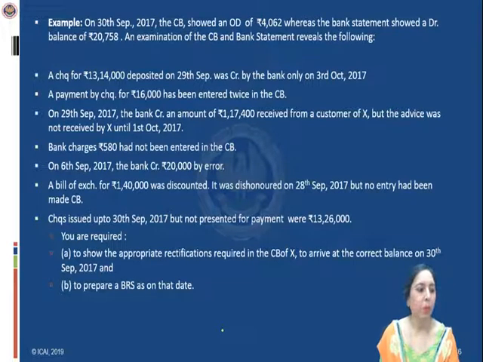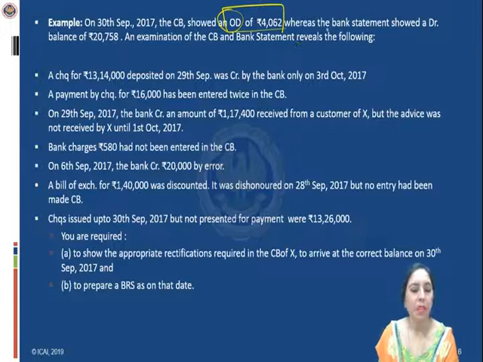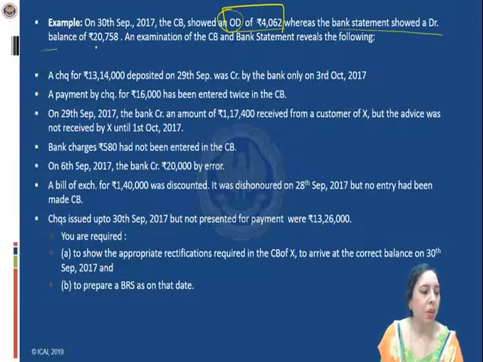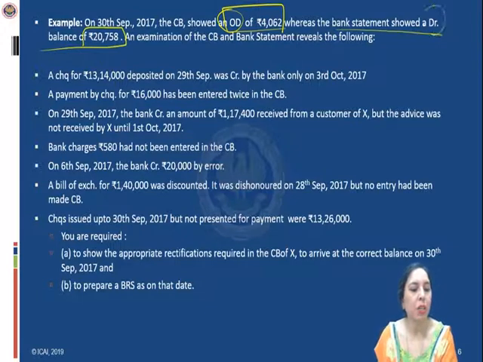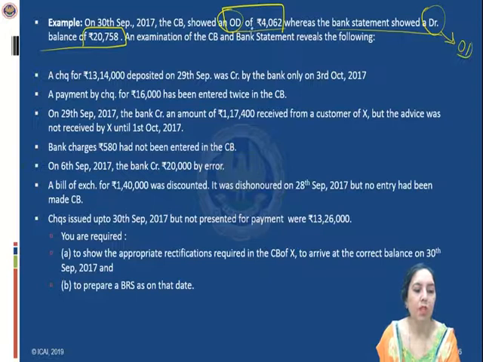Let's go through the example. On 30th September 2017, the cash book shows an overdraft balance of 4062. This is an overdraft balance, remember, where the bank statement shows a debit balance of 20,758. So passbook is also showing a debit balance. That means this is also an overdraft balance, but the amounts are different. Cash book is showing 4,062 rupees only as overdraft, whereas passbook is showing 20,758 as the overdraft balance.